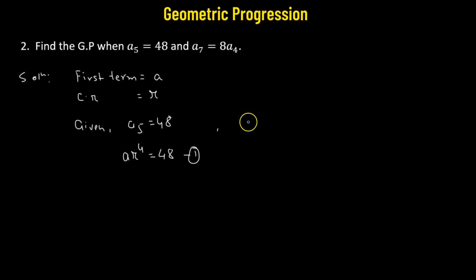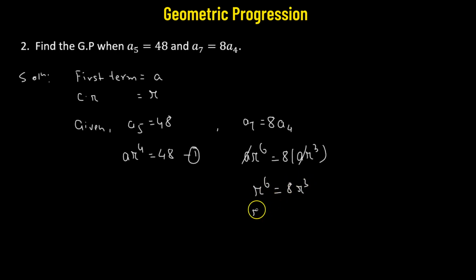Then we have the seventh term that's equal to 8 times the fourth term. The seventh term means ar raised to the power of 6 equals 8 times a4, which is the fourth term, ar cubed. So here a and a get cancelled. So we have r raised to the power of 6 equals 8r cubed. Dividing both sides by r cubed, we have r cubed equals 8, or r is equal to 2. So we have obtained the common ratio as well.